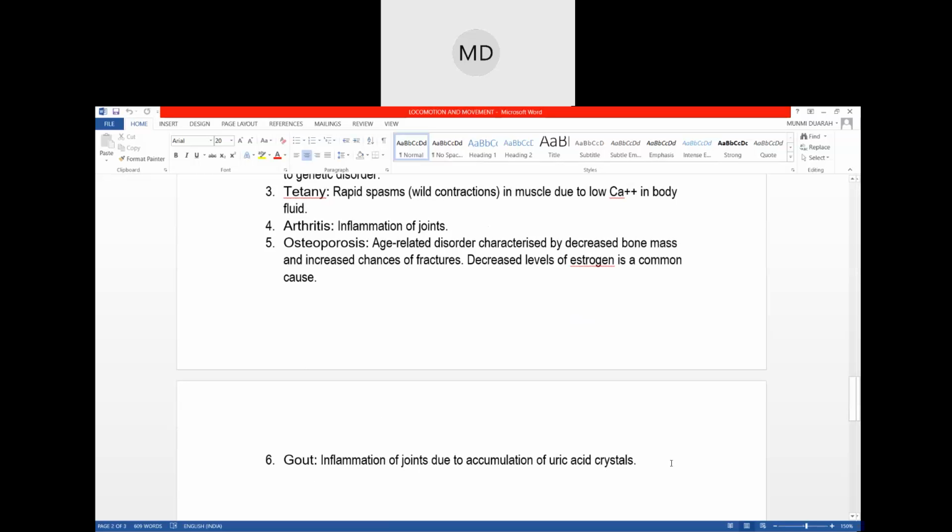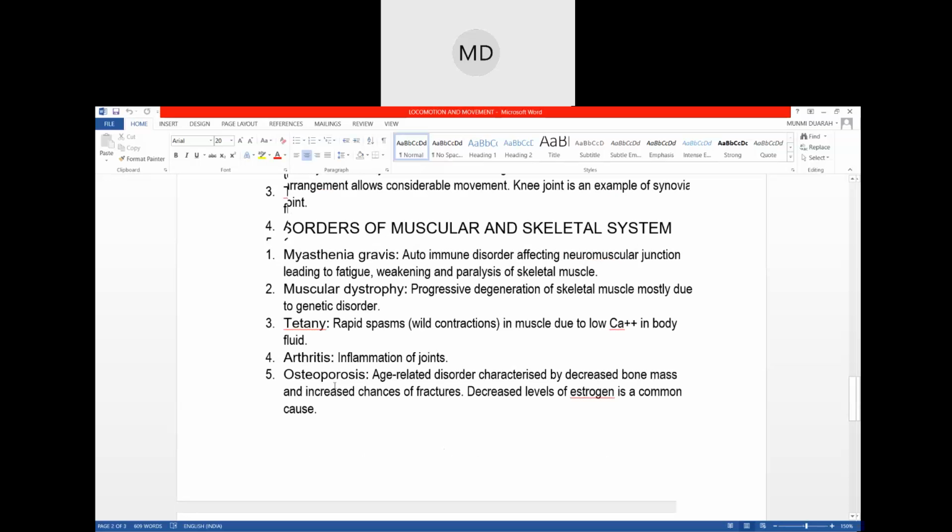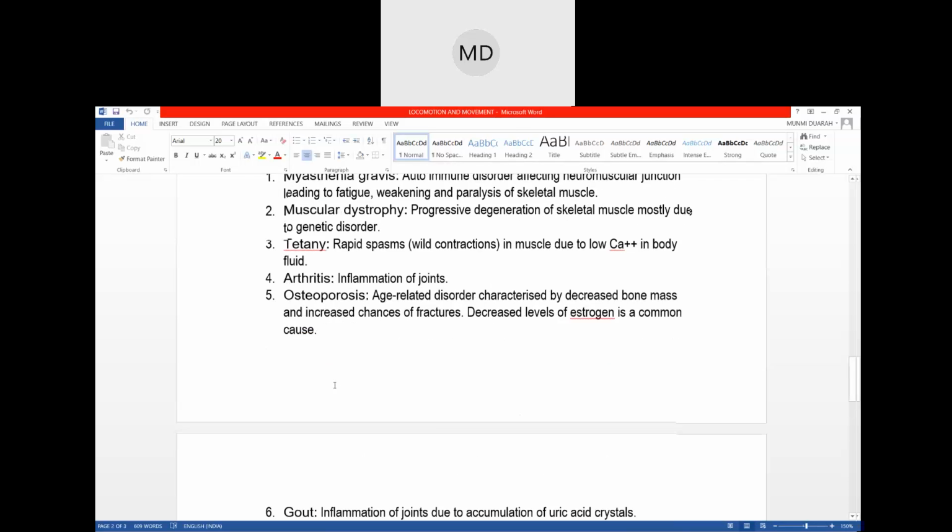Then there is gout. In gout, uric acid crystals accumulate in your joints. This is also a very serious disease. This is not curable. When uric acid crystals accumulate in the joints, this is also a painful disease, and it will pain all the joints and everything. That is known as gout. These are the 6 diseases.